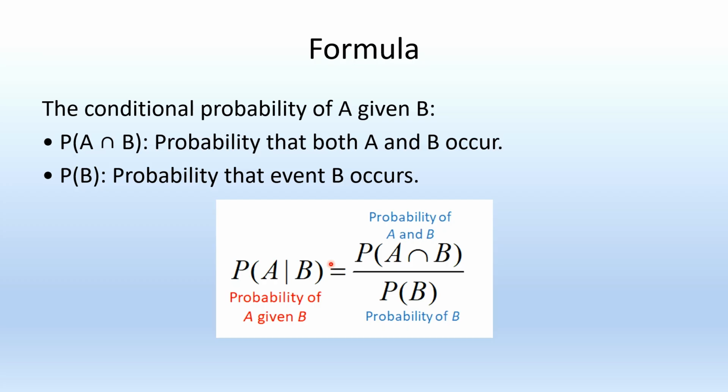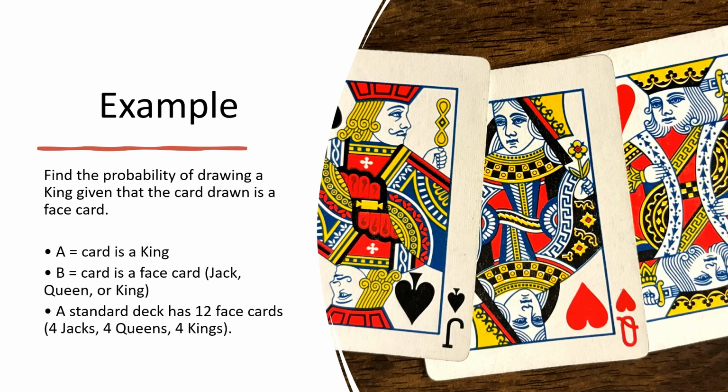And the formula for it is we take the intersection of A and B, and then we divide it by the probability of B. So there's our formula for calculating it. So let's do an example.